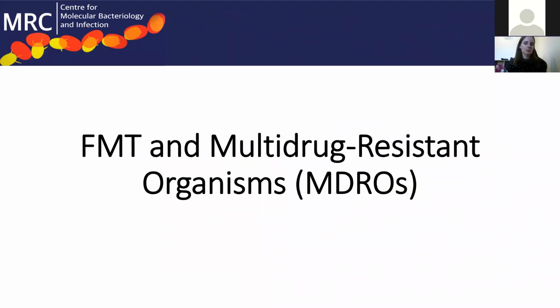So this is some of the previous research I was doing, but some more current research that I'm doing now is looking at the use of these fecal transplants, or FMT, to treat multidrug-resistant organisms, or MDROs. And what I mean by a multidrug-resistant organism, in this case I'm referring specifically to bacteria. These are bacteria that are resistant to multiple antibiotics, multiple classes of antibiotics.